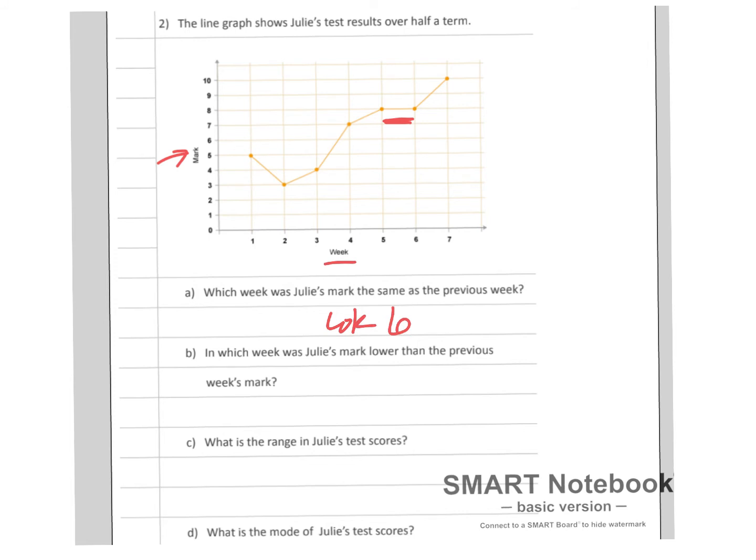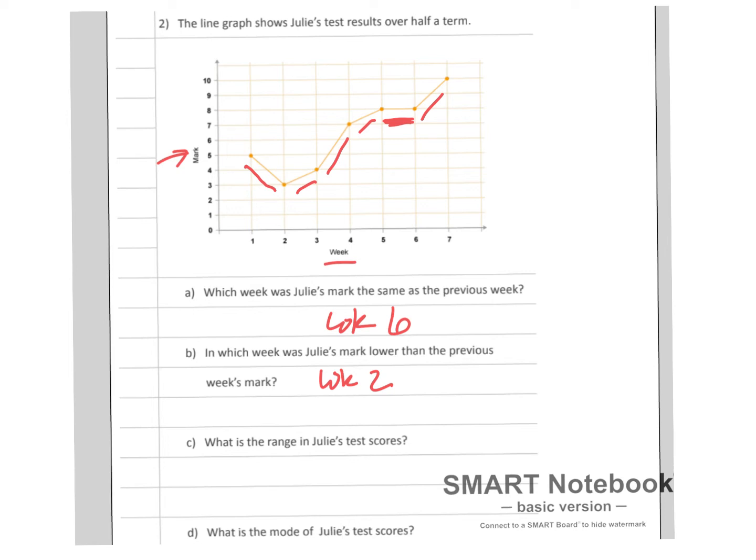In which week was Julie's mark lower than the previous week? So I'm looking for it to go down. So right here, it went down. Here it went up, here it went up, here it went up, here it stayed the same, here it went up. So it was week 2 that it was lower than week 1.